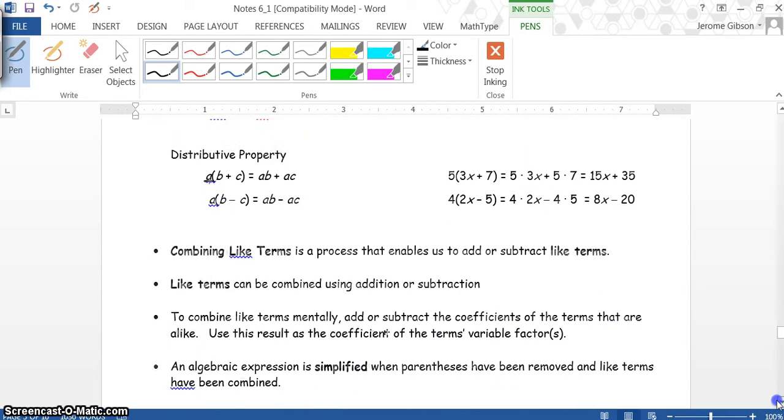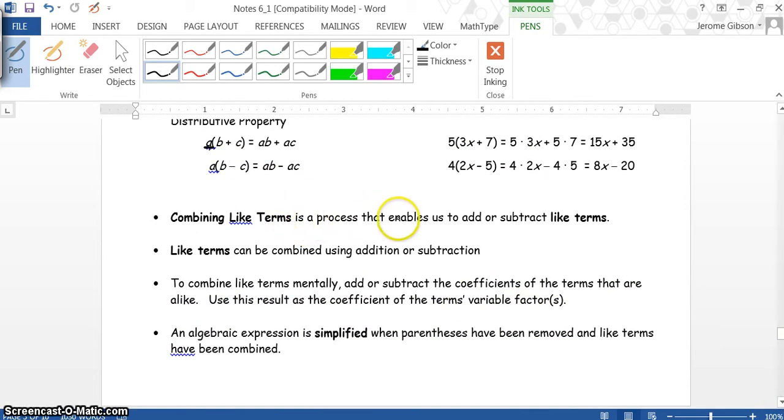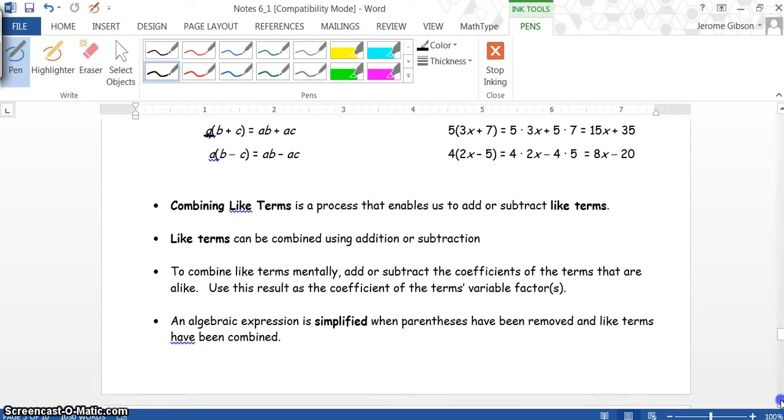Okay, now we come to combining like terms. It's a process that enables us to add or subtract like terms. Like terms can be combined using addition or subtraction. To combine like terms mentally, add or subtract the coefficients of the terms that are alike. Use the results as the coefficient of the term's variable factors. An algebraic expression is simplified when parentheses have been removed and like terms have been combined.